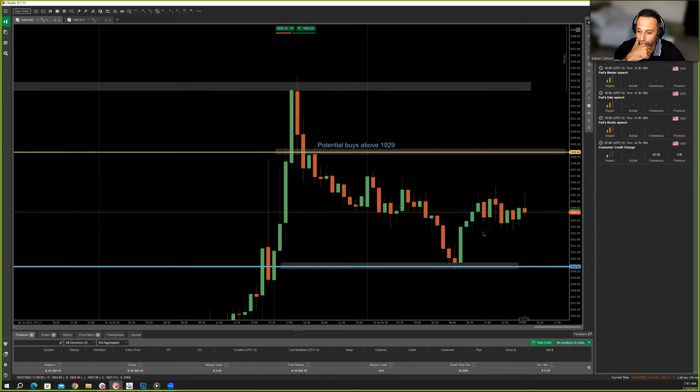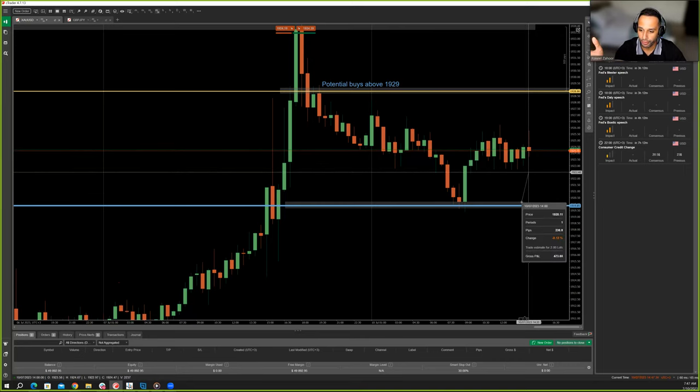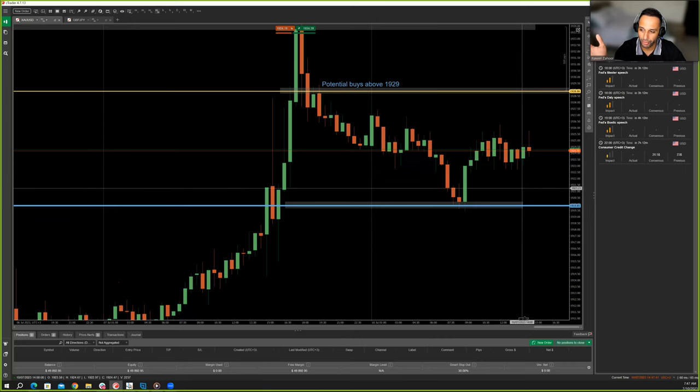So you'll have to wait. Right now gold is just consolidating. We have candles printing side by side, so gold is not important at this point. Sell below 1922.50. It's a 26 pip range.